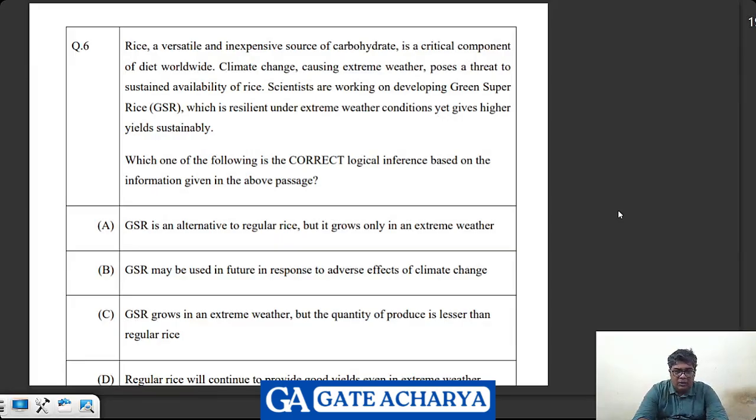Next, regular rice will continue to provide good yields even in extreme weather. No. Regular rice is not giving good yields in extreme weather, right? That's why scientists had to develop green super rice, GSR. Normal weather it was okay, but in extreme weather it was not working. That's why we had to develop GSR. So you can see that A, C, and D are getting rejected from the entire paragraph. So the only conclusion which is proper is option B. So option B is the answer.